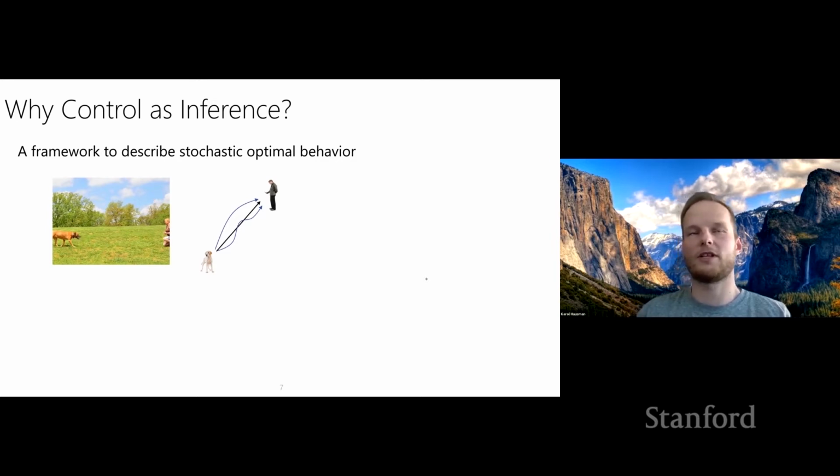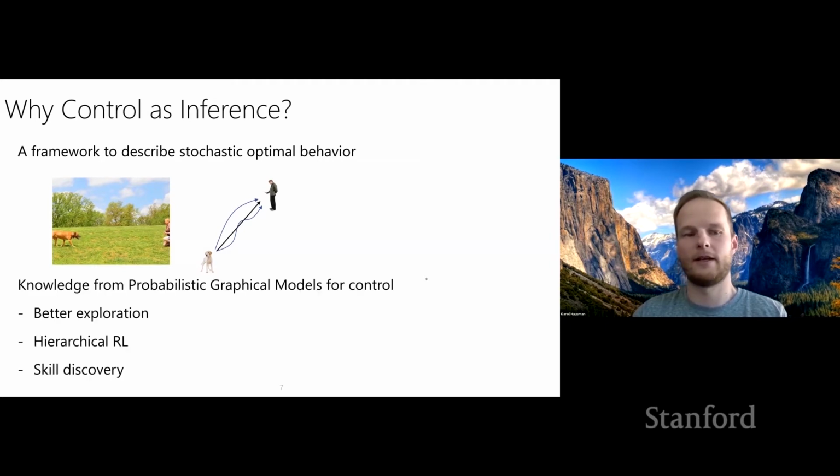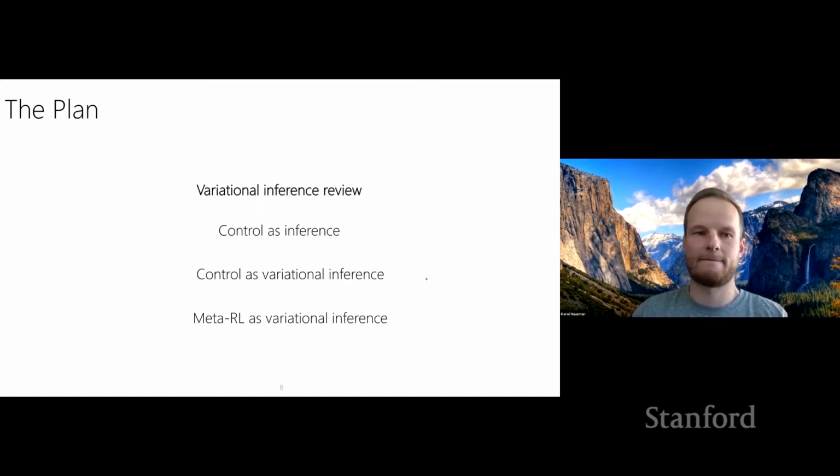So the idea in control as inference is that if we can describe that stochastic optimal behavior through some model, and then transfer this to our agents, maybe our agents would behave a little bit more like we do, and maybe it will improve our reinforcement learning agents. And that turns out to be true to some extent. We'll learn in future lectures how the probabilistic graphical model that we'll use to describe control can help with better exploration, with hierarchical reinforcement learning, and skill discovery. All right, so this is a short intro to the topic. We'll jump into variational inference now.